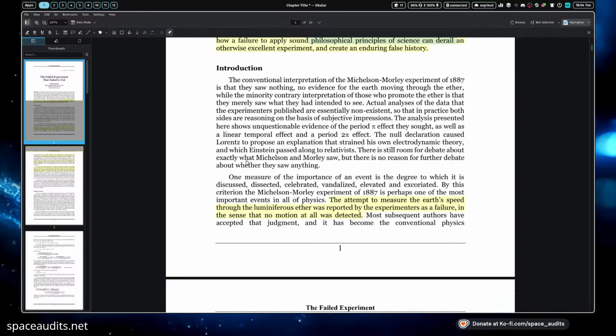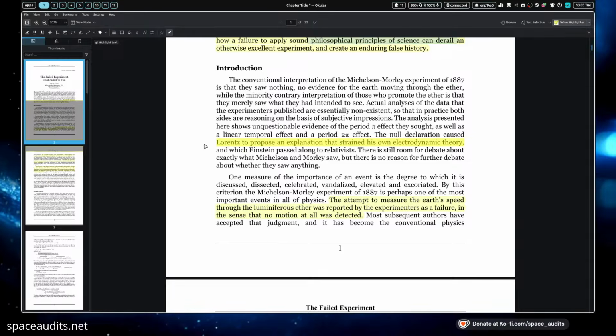All right. Introduction. The conventional interpretation of the Michelson-Morley experiment of 1887 is that they saw nothing, no evidence of Earth moving through the ether, while a minority contrary interpretation of those who promote the ether says that they merely saw what they had intended to see. The actual analysis of the data published by the experimenters is essentially non-existent. So in practice, both sides are reasoning on the basis of subjective impressions. The analysis presented here shows unquestionable evidence of a period pi effect, the effect that they sought, as well as a linear temporal effect of a period of 2 pi. The null declaration caused Lorentz to propose an explanation that strained his own electrodynamic theory.